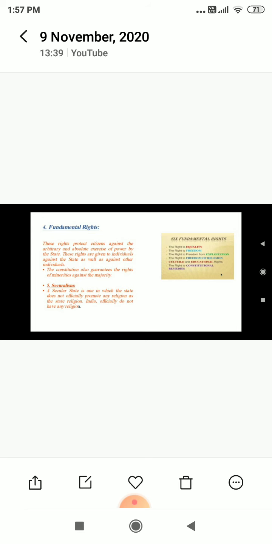Fifth one, secular. Apart from that, our Constitution says that our country is a secular country. It means the country does not promote any one particular religion. It respects all religions equally.